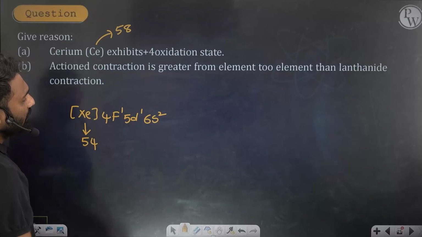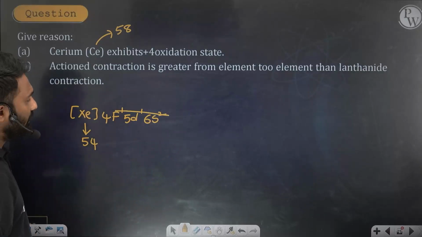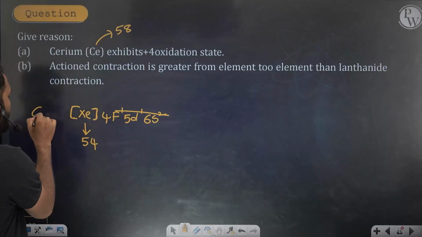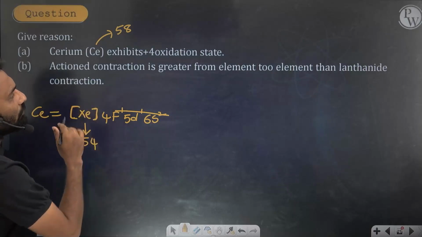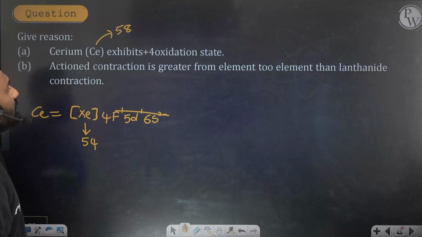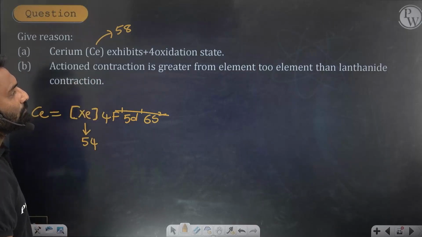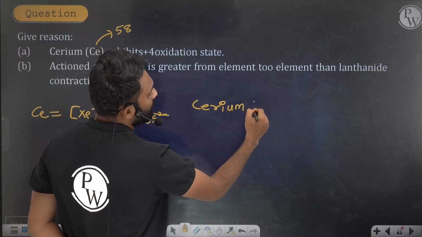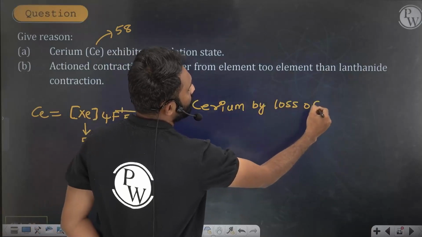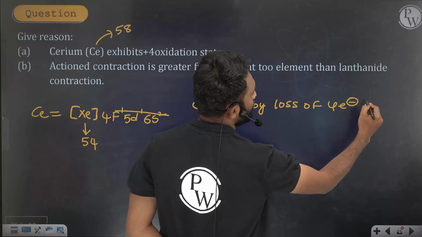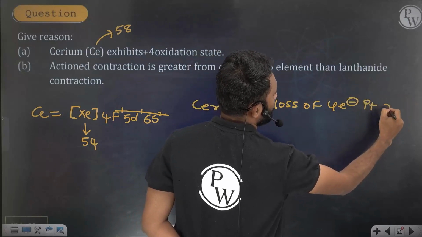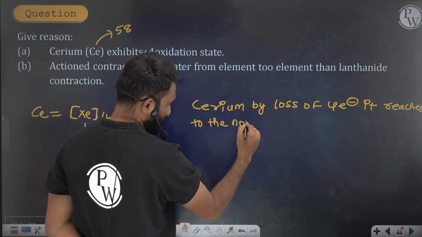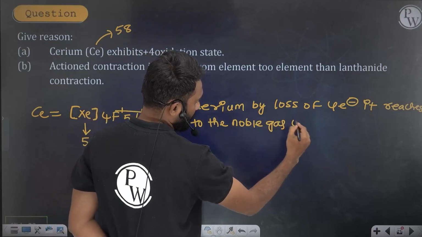Clear? Now cerium, if it loses these 4 electrons, it has reached the noble gas electronic configuration. When it has reached the noble gas electronic configuration, it is stable, right? That's the reason cerium will show the +4 oxidation state. Cerium, by loss of 4 electrons, reaches the noble gas electronic configuration.